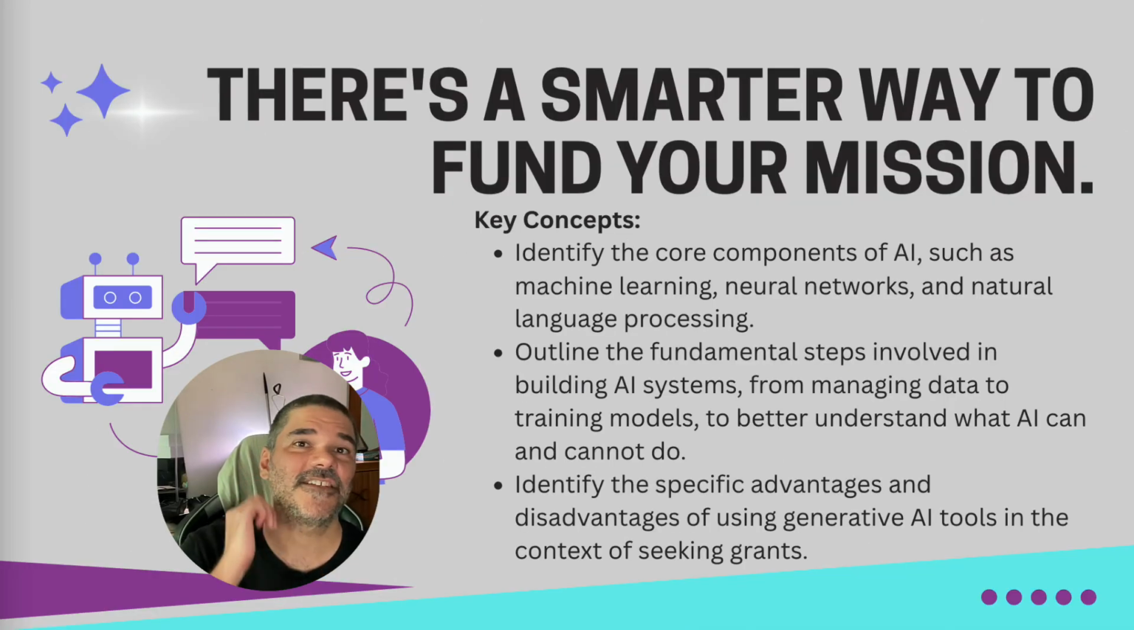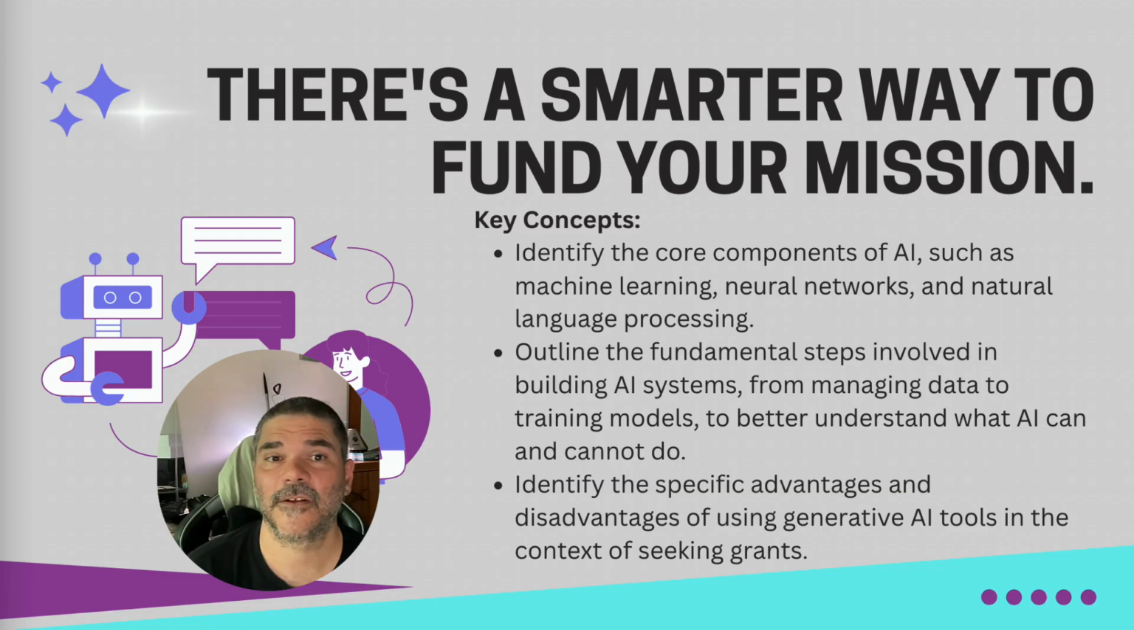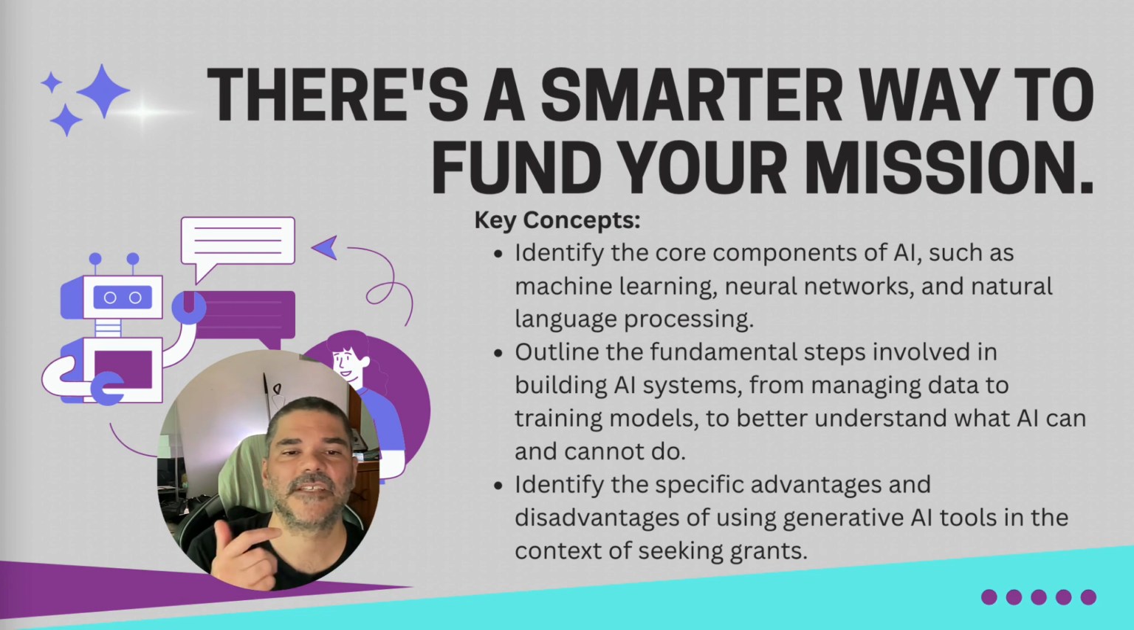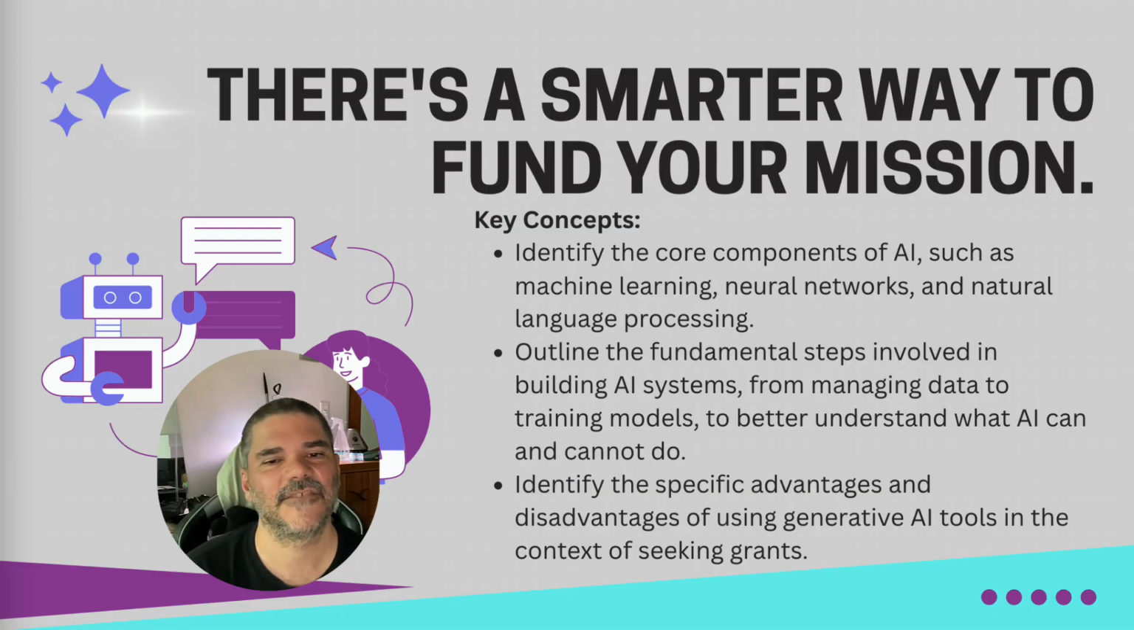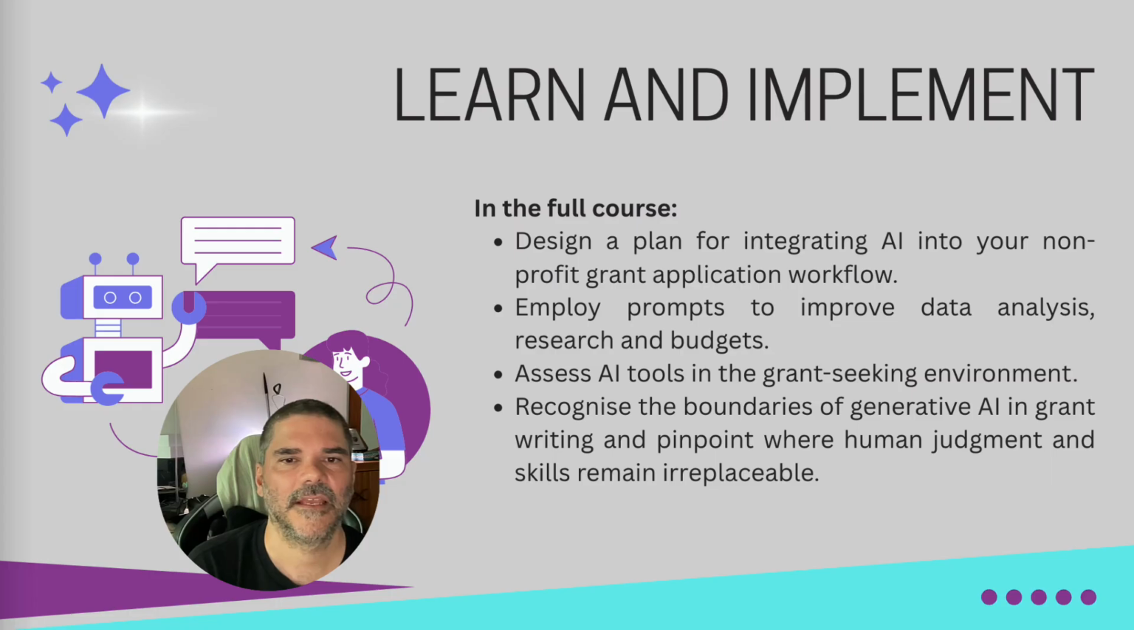So there is a smarter way to fund your mission, and we're going to cover the following concepts. We're going to identify the core components of AI. We're going to outline the fundamental steps that we use to build AI systems, and this will help us better understand what AI can do and what it cannot do. We'll identify specific advantages and disadvantages of using generative AI.